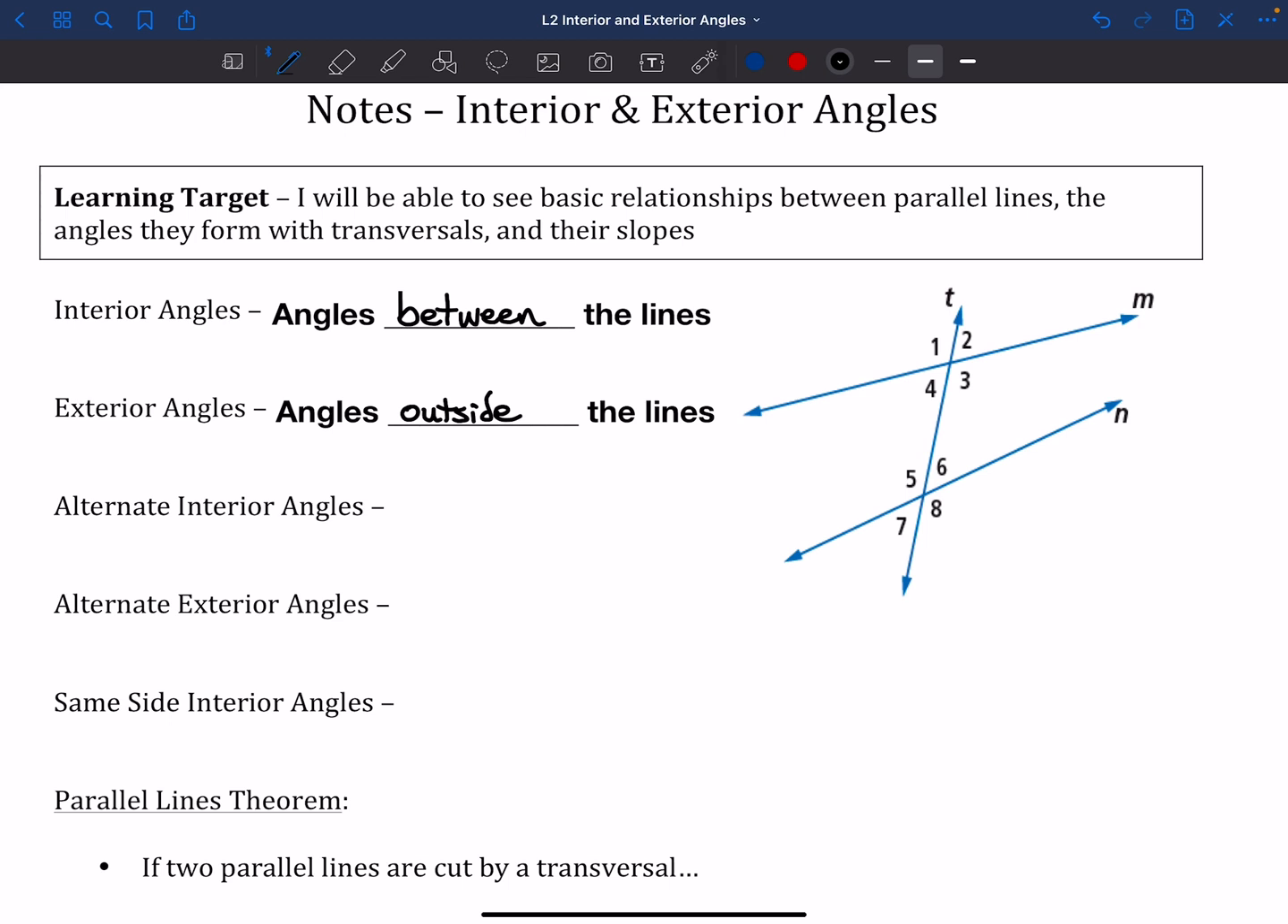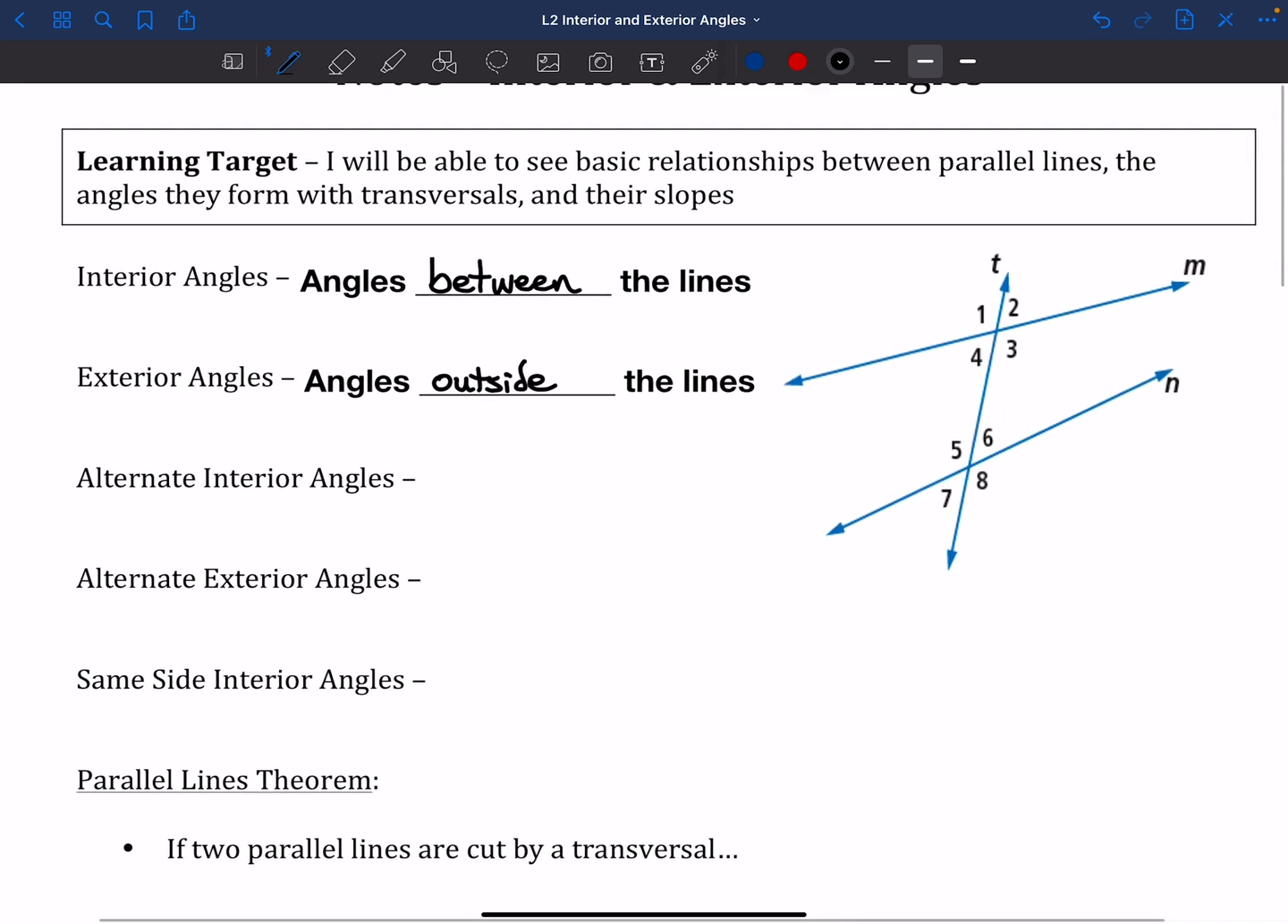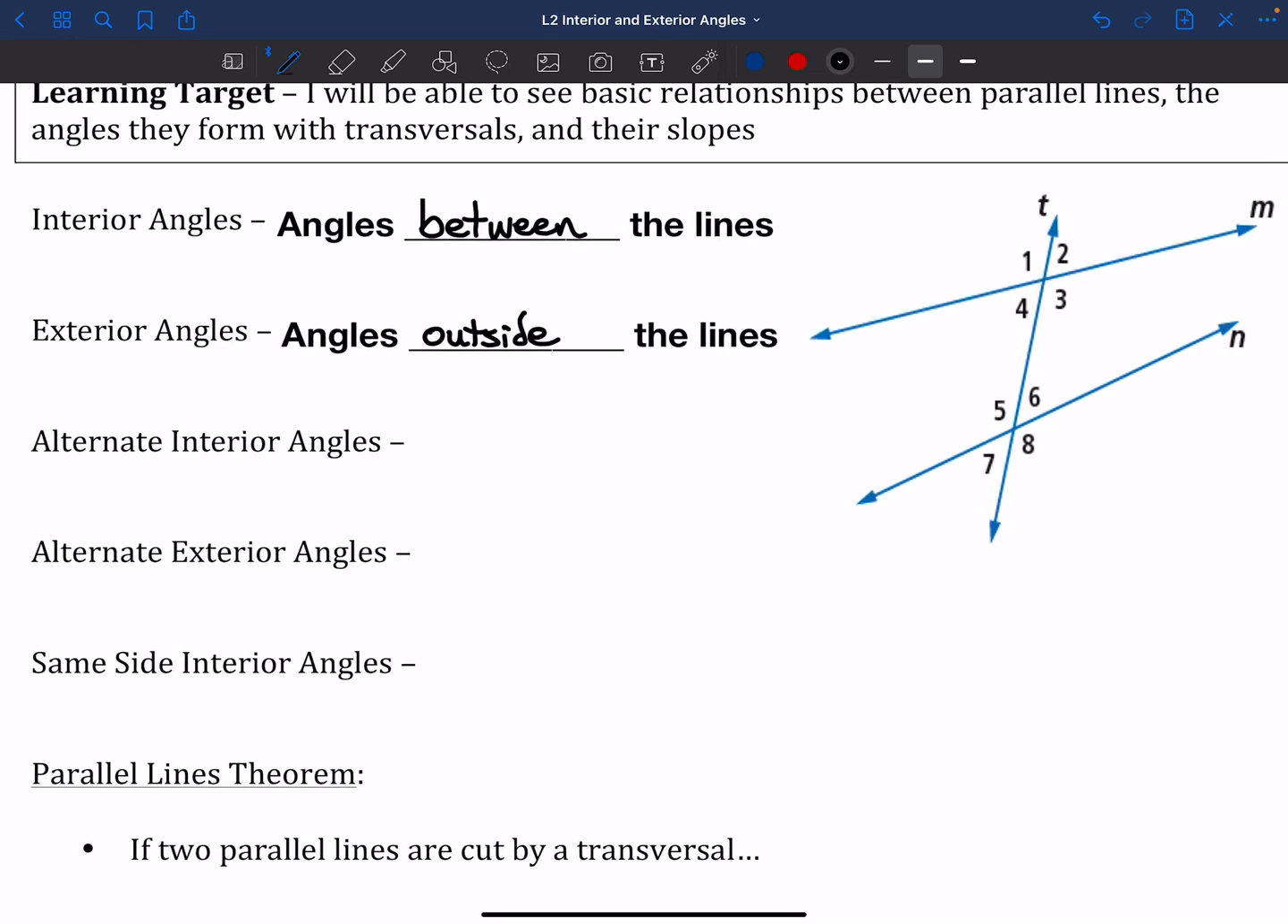Then we can talk about the alternate interior, alternate exterior, and same side interior angles. There's a lot going on with these. Let's talk about alternate interior angles first. I'm going to zoom in just a little bit to make things easier to see. Alternate means opposite sides of something. If we're talking about alternate interior angles, they need to be on different sides of the transversal in the middle.